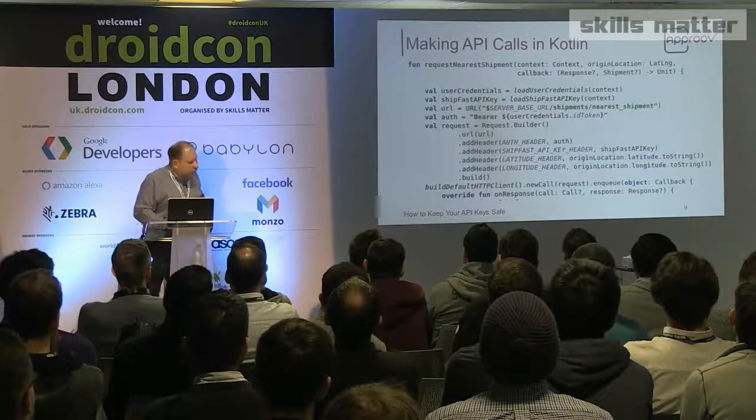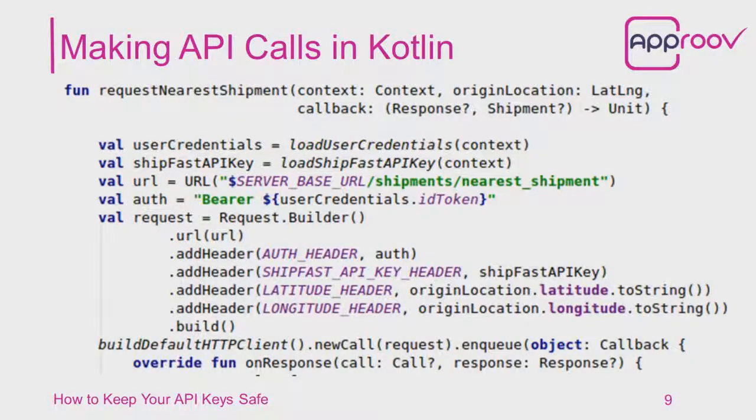So this illustrates in our app, and as I said, all the source code is available, how the API calls are being made. This is developed in Kotlin. You load the user credentials, which basically is the OAuth token. You load the API key, which is also used. In this case, this is nearest shipment, so this generates the endpoint, generates a bearer token with the user credentials, and then you go through the process of building up the request with an authorization header, the API key, and latitude and longitude, which is, find the nearest shipment from here, and then you build your HTTP request, etc.